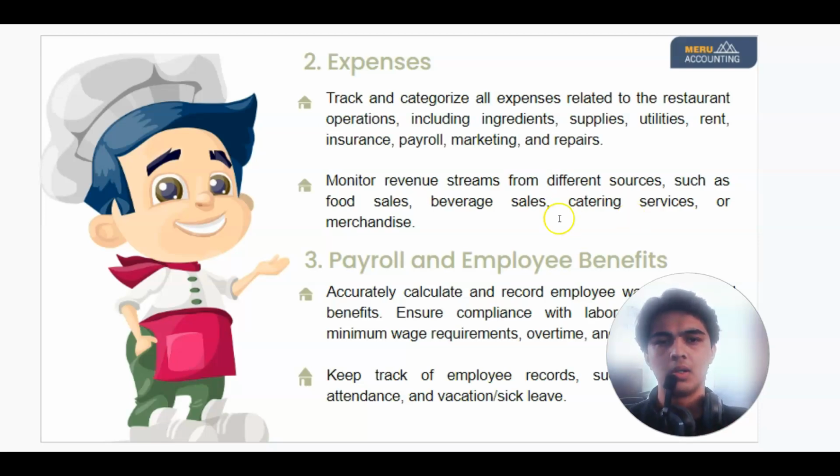Okay, so now let's see payroll and employee benefits. In payroll and employee benefits, you have to calculate and record the employee wages, the salaries you've been giving to your employees, and if they are having some kind of tips. When a waiter goes to a customer, the customer gives them tips. Then you have to monitor those tips too.